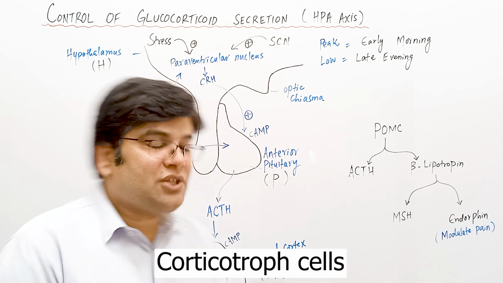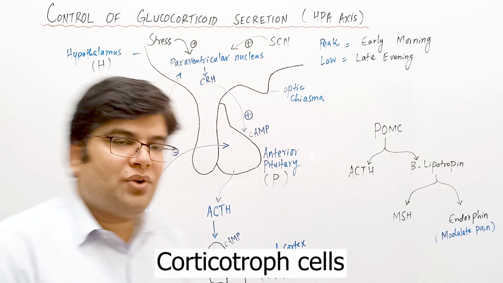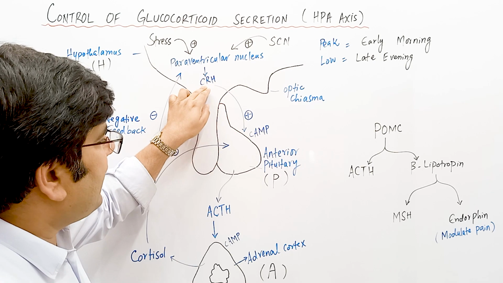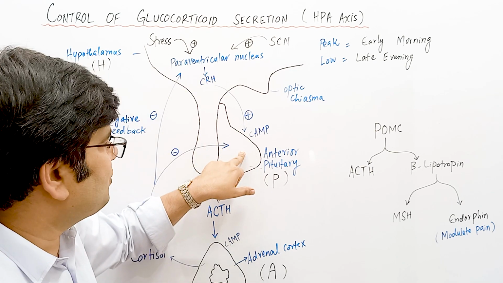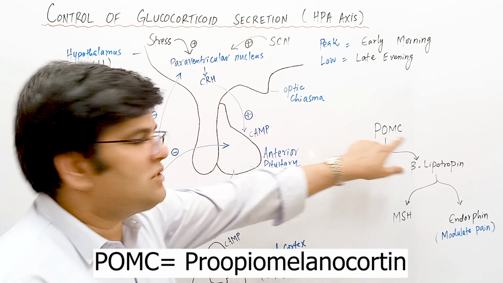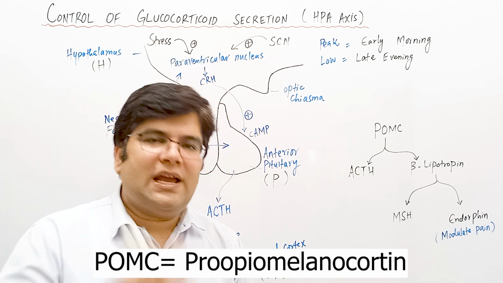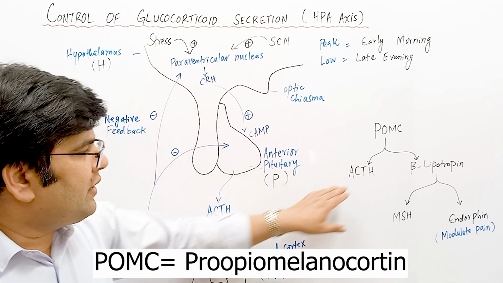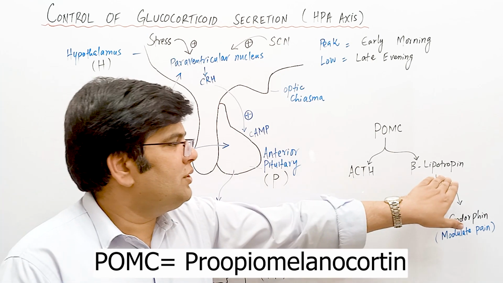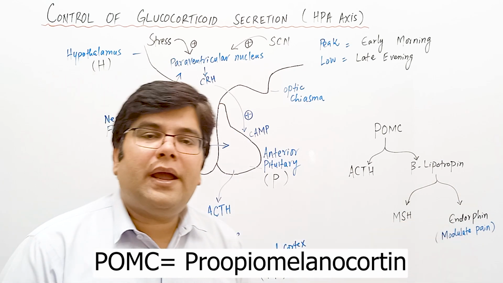The mechanism of action of corticotropin releasing hormone on the corticotroph cells of the anterior pituitary is through the cyclic AMP pathway. Corticotropin releasing hormone acting on the corticotroph cells directs the synthesis of a large protein molecule which is called POMC, pro-opiomelanocortin. It's a large protein molecule which can be split to make different peptide hormones. One of them is adrenocorticotropic hormone. Another one is beta-lipotropin, which can be broken down to make melanocyte stimulating hormone and endorphins.